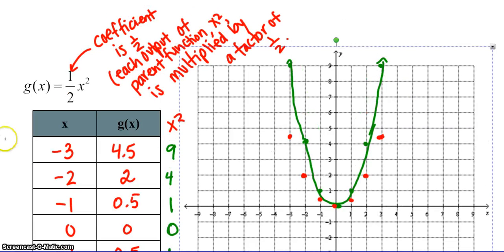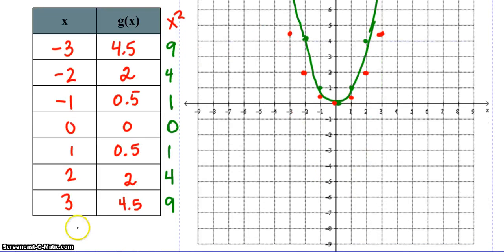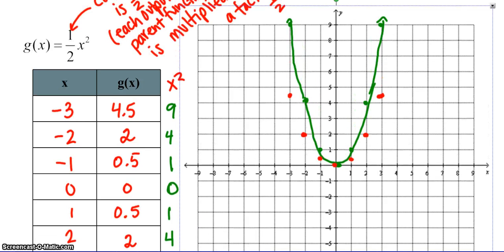And I wonder what would happen if I put a 4 into this function. So if I put a 4 in, 4 squared is 16, but then this had a coefficient of 1/2. So 1/2 times 16 is 8. I can actually plot that point on this grid. So 4, 8.